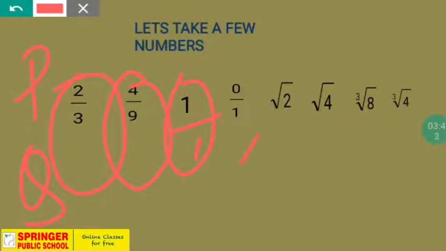The fourth number, students, 0 upon 1. Here p is equal to 0 and q is equal to 1. Both are integers and you can see that p is 0 but q is 1. The condition is that q cannot be equal to 0 but p can be equal to 0. So definitely 0 upon 1, where q is equal to 1 and both are co-primes, is a rational number. So students, all these four numbers, 2 upon 3, 4 upon 9, 1 and 0 upon 1, are rational numbers.